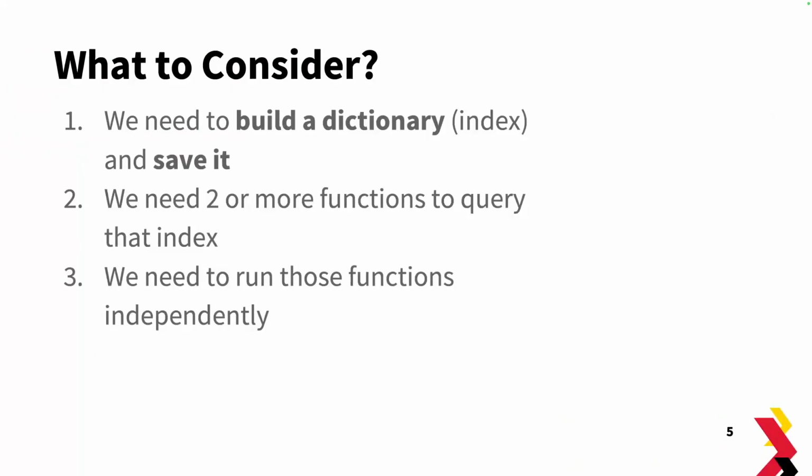What do we need to consider when structuring a project? We need to build a dictionary or index, and we need to save this. Okay, so that's the first thing we need to consider. We also need 2 or more functions to query that index. In this case, we need 2, but one of the Project 3 examples has 3 functions that are necessary. We also need to run these functions independently of one another. So we need a way to be able to run one of them without running all of them.